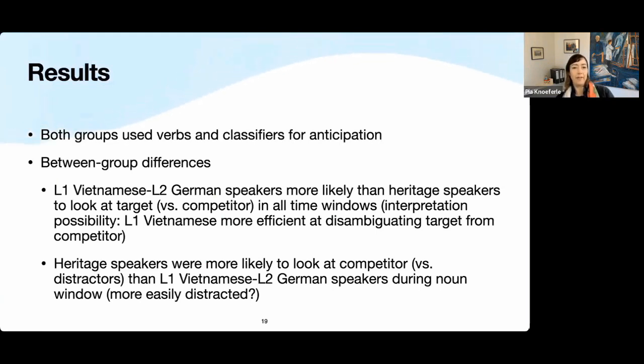So both groups used verbs and classifiers for anticipation, but we also saw, and I'm just summarizing this here, clear between group differences. The L1 Vietnamese, L2 German speakers were more likely than the heritage speakers to look at the target, so they got a bit of a benefit in all of the time windows. One interpretation is that they were just more efficient at disambiguating the target from the competitor. And then an effect suggesting perhaps more easy distraction, in that the heritage speakers were more likely to look at the competitor compared with the distractor than the L1 Vietnamese speakers late during the sentence, as they heard the object noun. So relatively rapid effects, but then some differences as a function of your language background that we may want to model with the SCA or other options that are there in the literature.